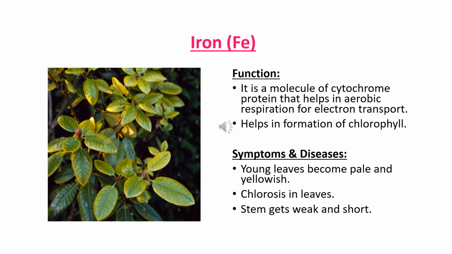Look here, young leaves, like apical leaves. Young leaves are always present at the apical part of the plant. Young leaves become pale and yellow, with chlorosis in leaves. They all turn yellow due to the lack of chlorophyll. Chlorophyll formation stops, so there is chlorosis in leaves. The stem gets weak and short.